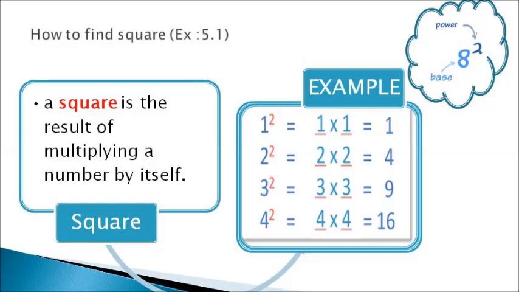How to find the square? A square is the result of multiplying a number by itself. So if we have to find the square of 1, we will multiply it with itself, that is 1 multiplied by 1, and we will get its square, that is again equal to 1. If we need to find the square of 2, then we will multiply 2 with itself and we will get 4, which is the square of 2. Similarly, for 3 and 4, we will get the squares 9 and 16 respectively.